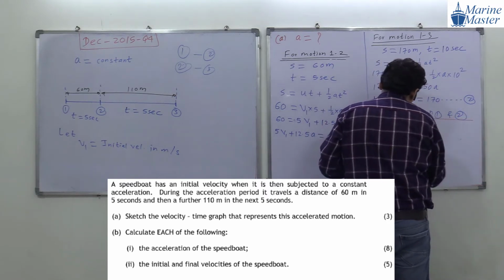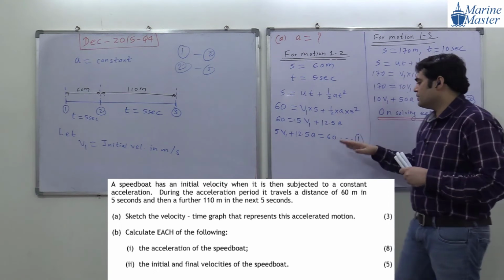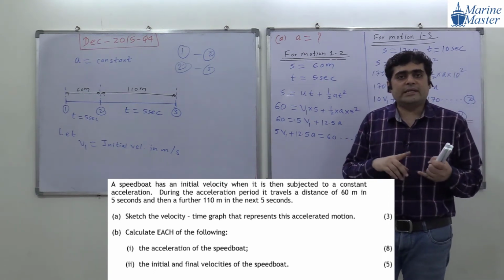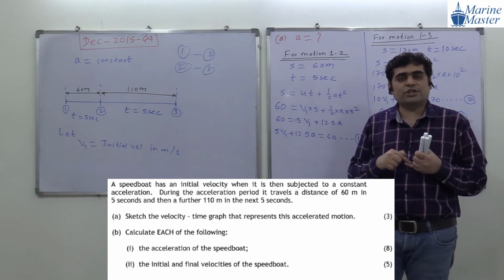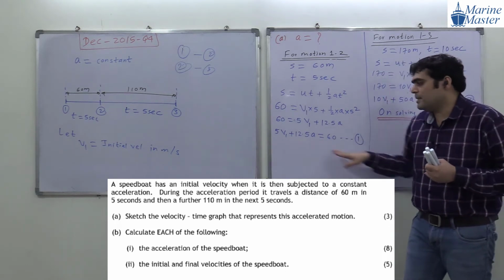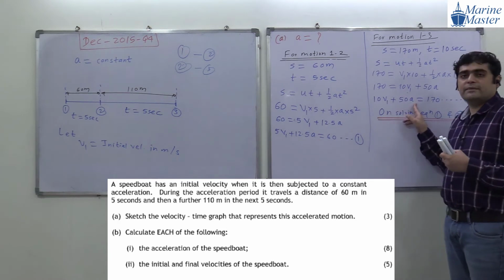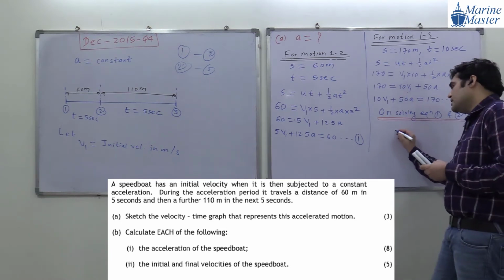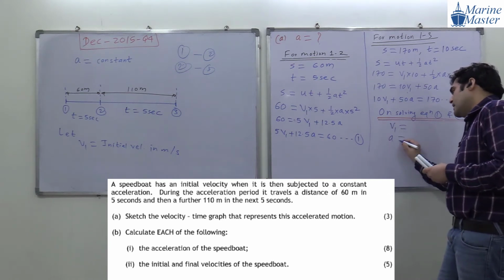On solving equation 1 and 2, what will we get? Those who have the 991 EX, go to equation mode, linear equation, number of unknowns 2, and put this in the same format. This is our X, this is Y, this is X, this is Y. On solving equation 1 and 2, we will get the value of V1 and the value of A.